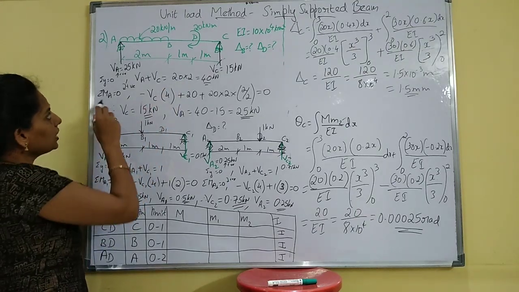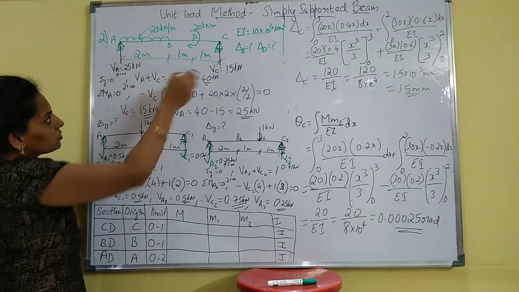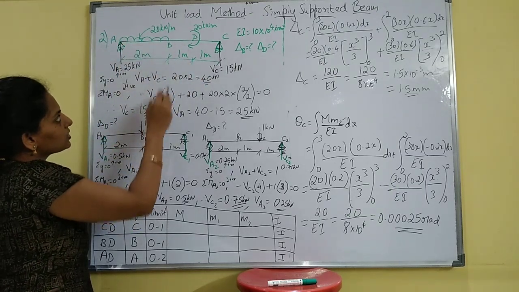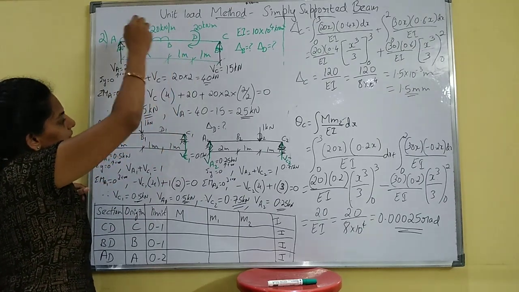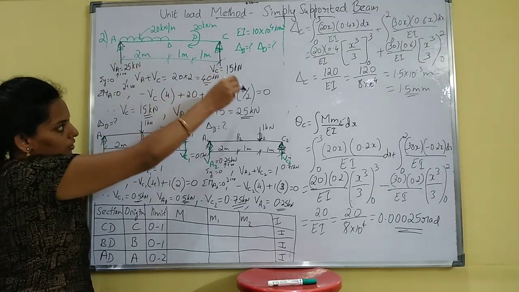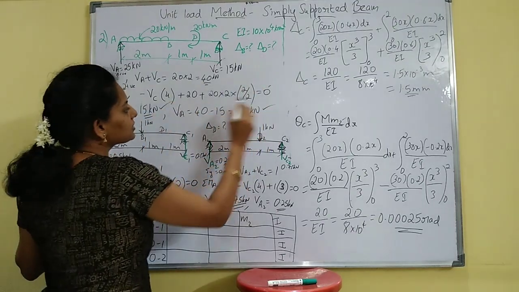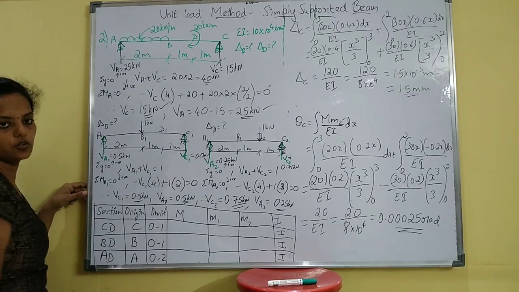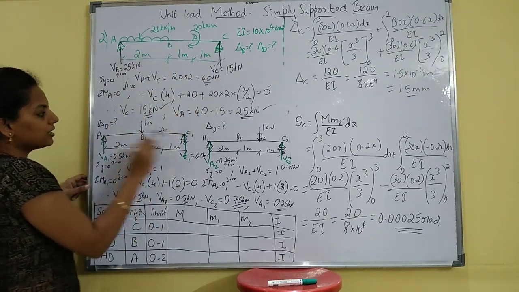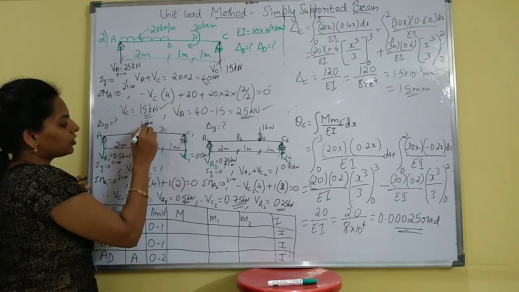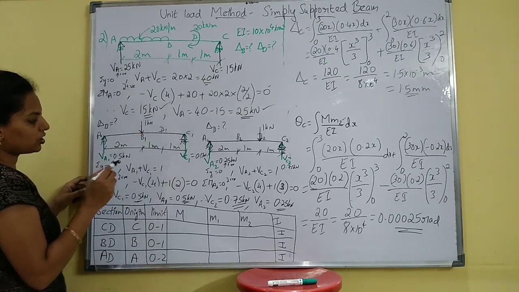So that is 40. Taking moment at point A equal to 0, clockwise as positive. So this is anti-clockwise, so minus VC into distance 4, then this plus 20 and this plus 20 into 2 by 2 equal to 0. You will have VC as 15, VA as 40 minus 15, 25 kilonewton. Now to find out deflection at point B, remove all the load and take 1 kilonewton at point B.